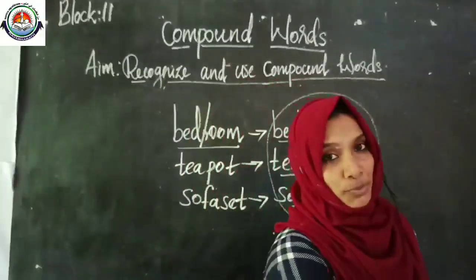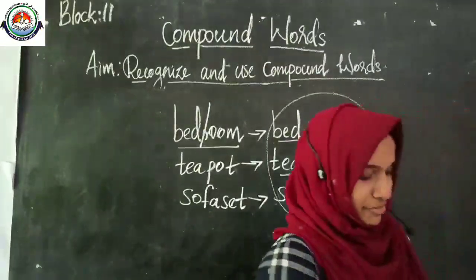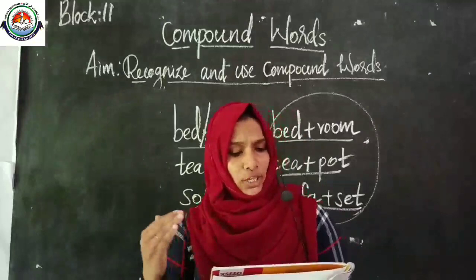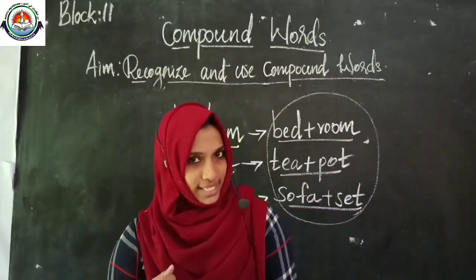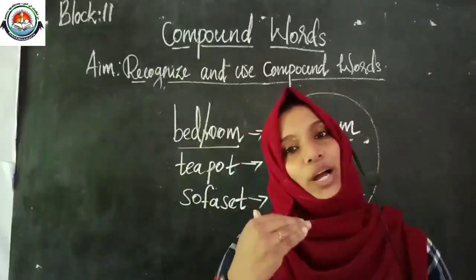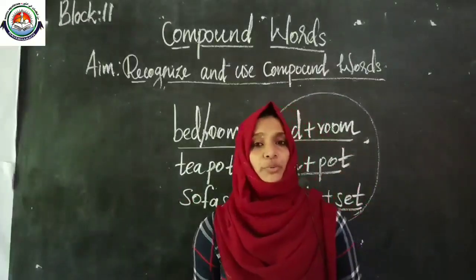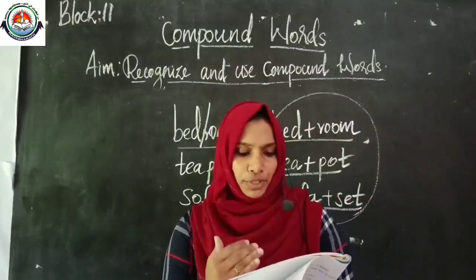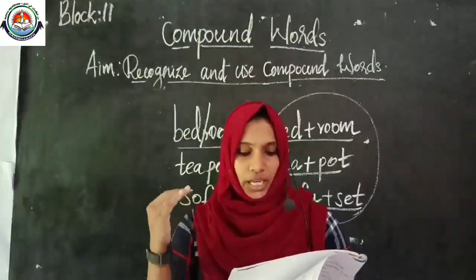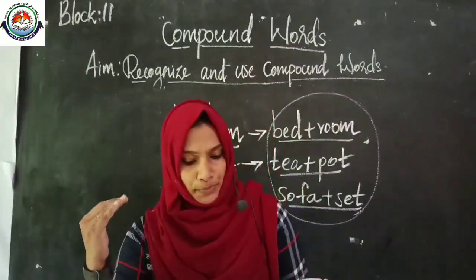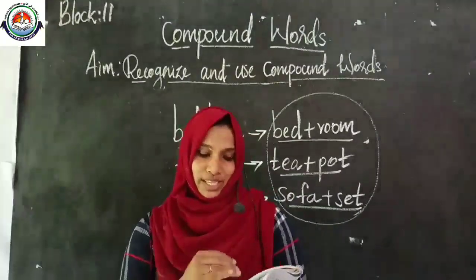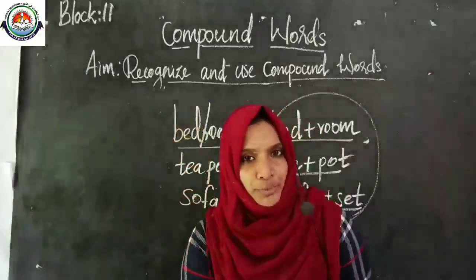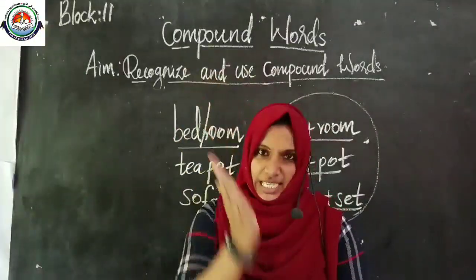Then dears, now let's move on to our practice questions from page number 17. Question number 5. Underline the compound words in the given sentences. So dear, here you have to underline the compound words in the given sentence. Then question number 6. Put a slash between the 2 words that make up the compound word. So here 2 compound words are given. So you have to divide them with a slash.